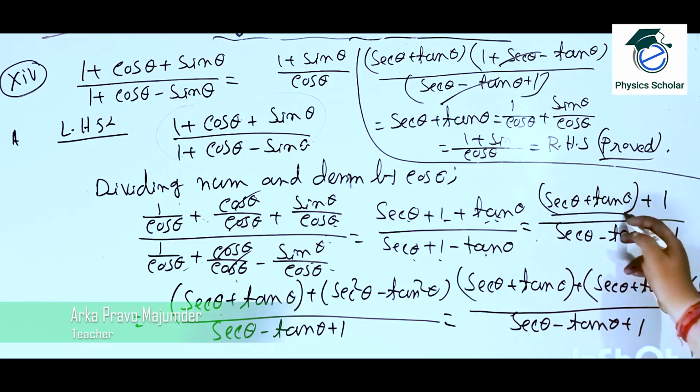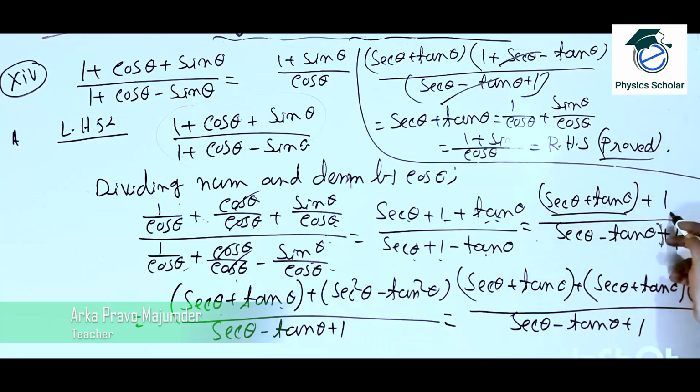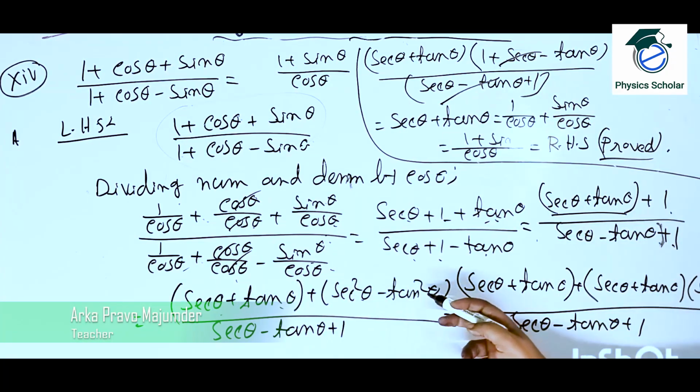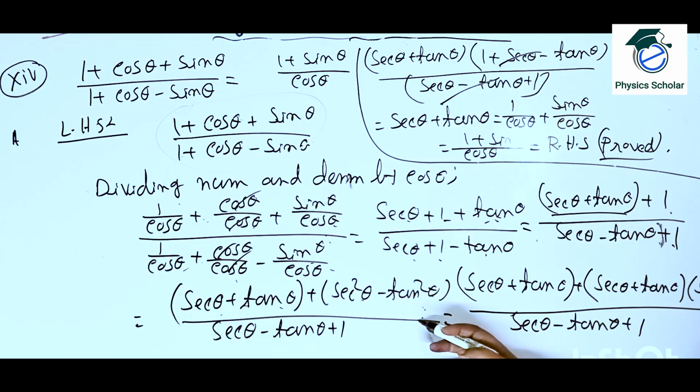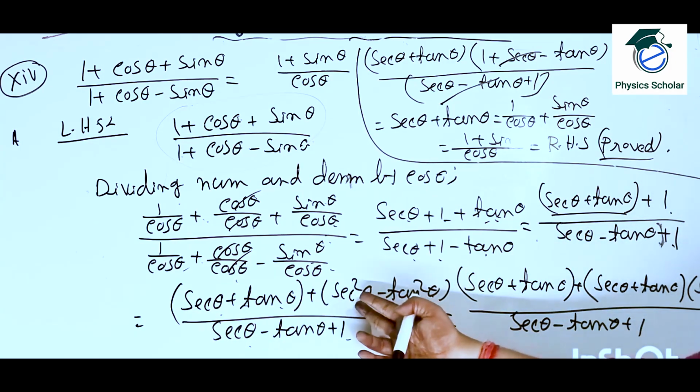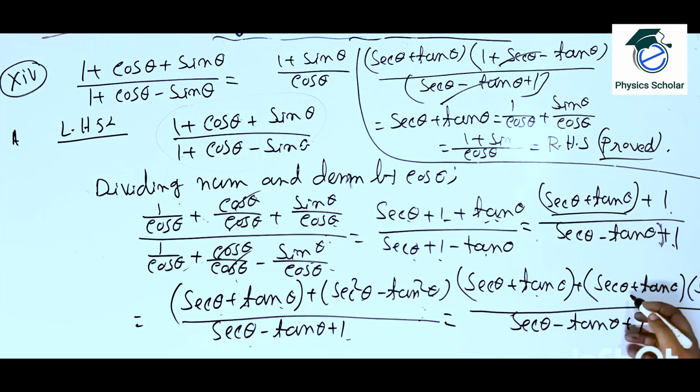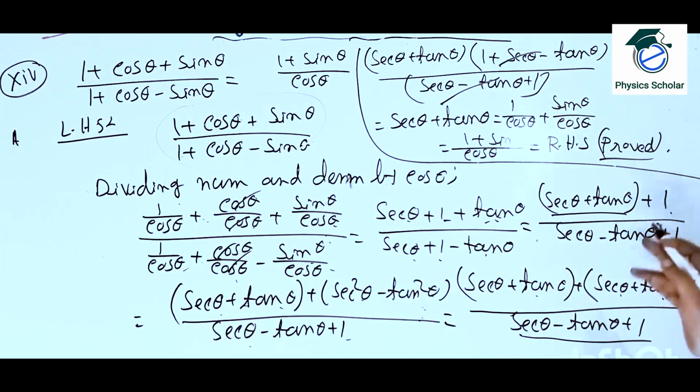So sec theta plus tan theta we are writing as it is, and 1 means what you can write? Sec square theta minus tan square theta. These steps also you have to remember. Clear? Whole divided by what? Sec theta minus tan theta plus 1. So it is a square minus b square. So what is the formula? A plus b into a minus b divided by what is there? I am writing this.